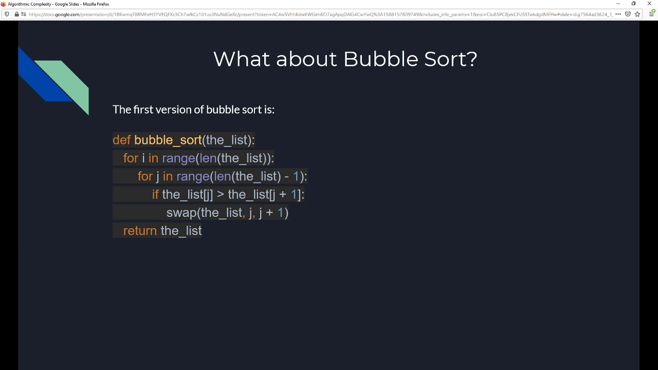So, this is kind of a simplified version of bubble sort. What we see here is that it has two for loops, right? What does it do if we analyze the number of steps?